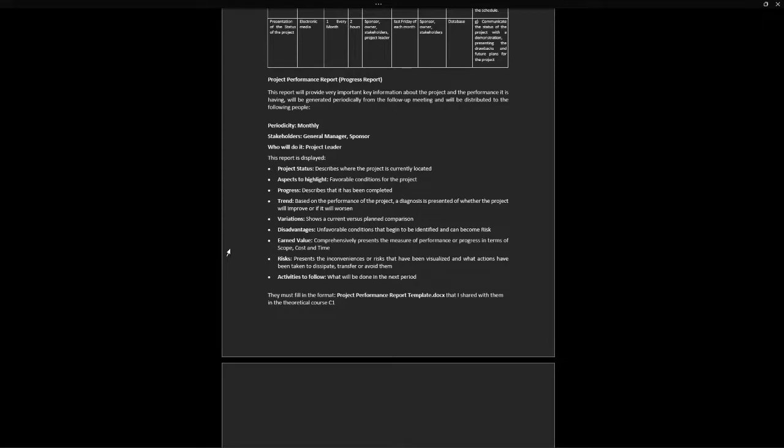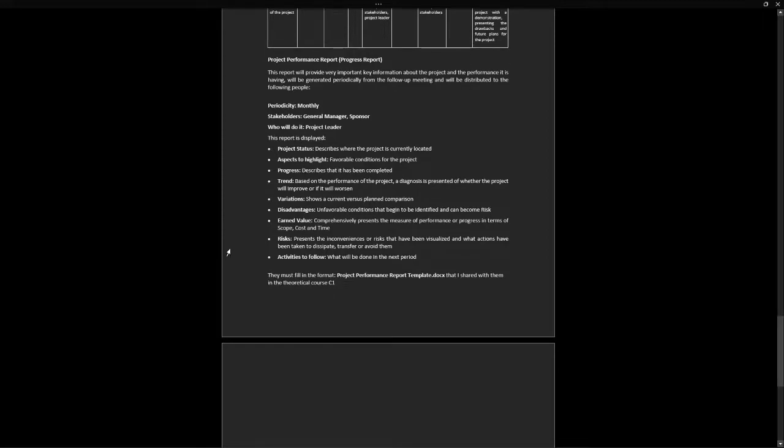This report displays the next items. First, the project status. This one describes where the project is currently located, aspects to highlight, and favorable conditions for the project. Progress describes what has been completed. Trend is based on the performance of the project, and diagnosis presents whether the project will improve or worsen. Variations show some current versus planned comparisons.